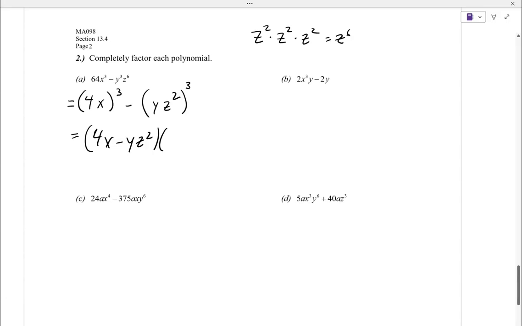Times, and (4x) quantity squared. Oops, I just said quantity squared, and I forgot to write my quantity. And then, is it plus or minus? This was a minus, so this is a plus, right? They're opposite signs in there in the middle. Plus what? The 4xyz squared, right? Because I still have the 4 in there too. And then the last term is going to be yz squared, the whole thing squared.